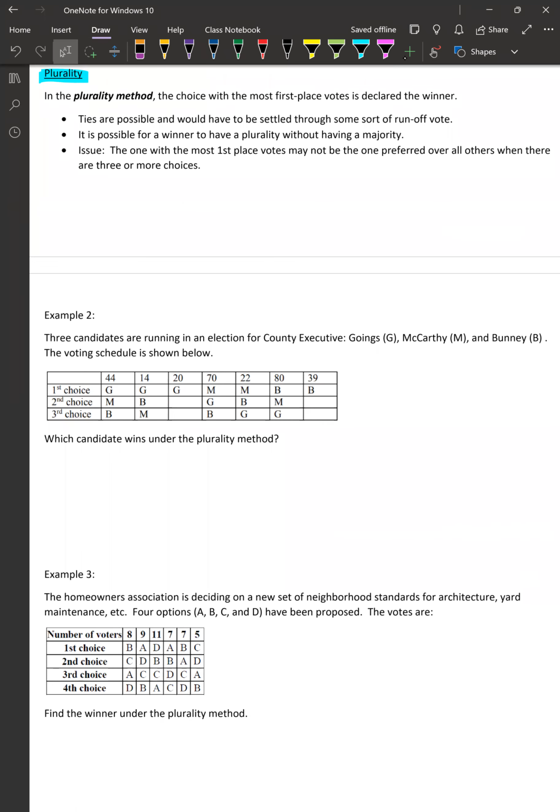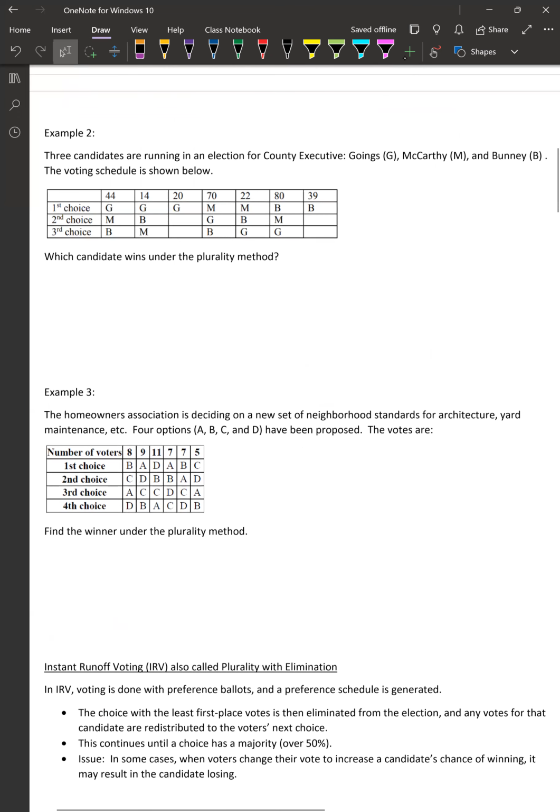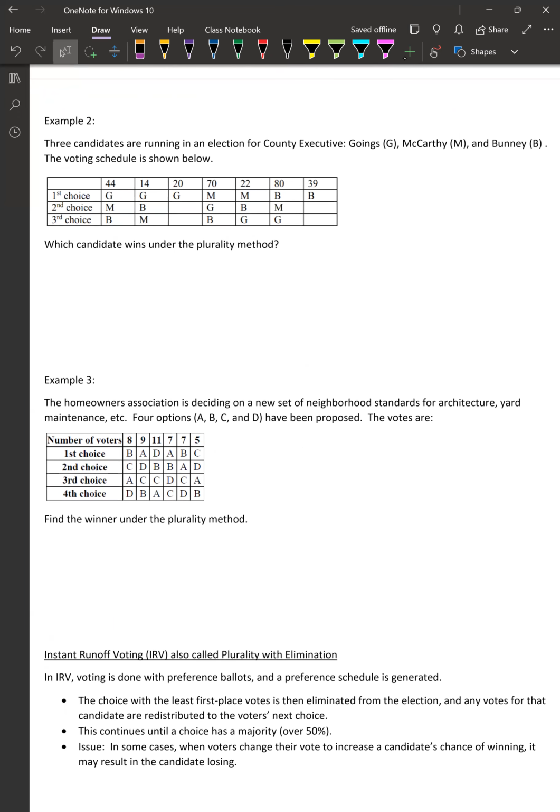So remember that with plurality, the person with the most first place votes is declared the winner. Okay, so here's the example. You have 3 candidates running in an election for county executive: Goings, McCarthy, and Bunny. That's how I'm going to pronounce those. These names actually come from an actual election, and there's a link in the textbook where you can go see that. I'm actually going to use G, M, and B. And so here we have the preference schedule below. Let's take a look at this. Let me zoom in just a little bit.